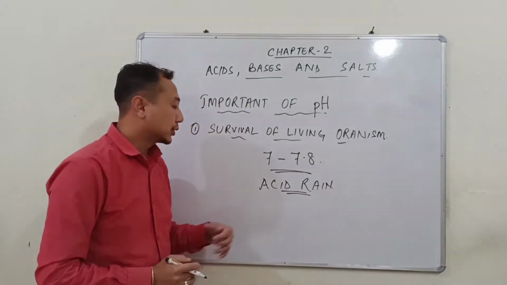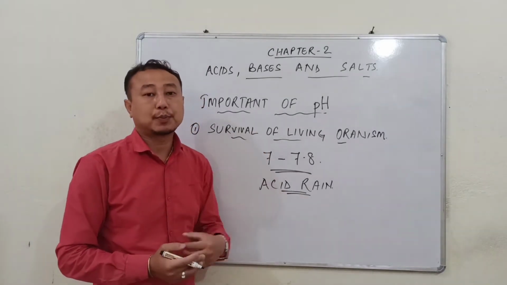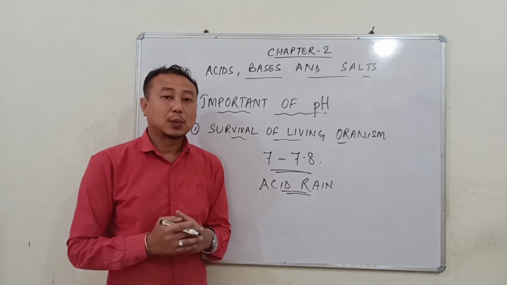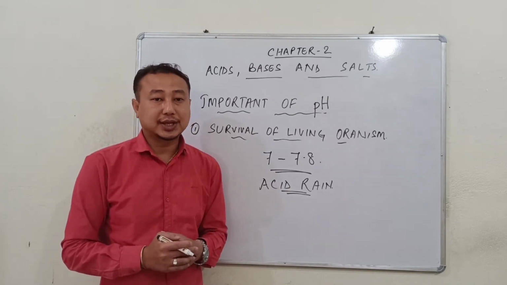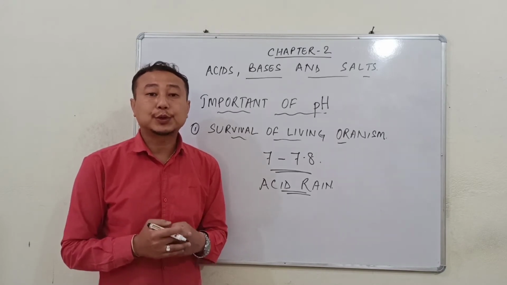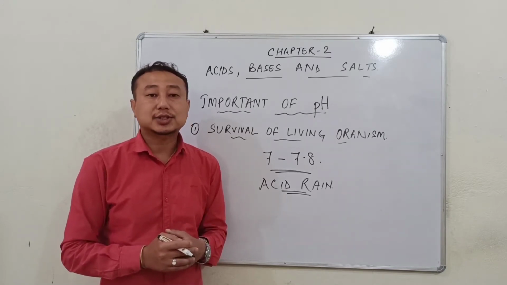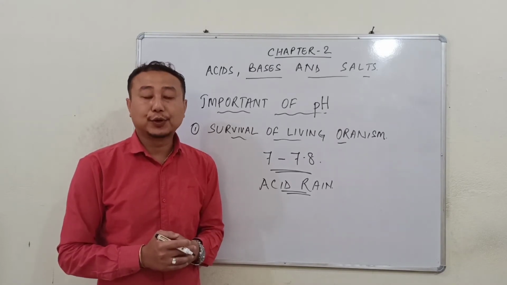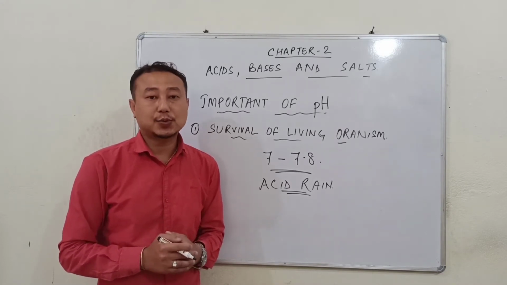Acid rain is caused due to the increase in the amount of pollutants in the atmospheric air. The phenomenon of acid rain takes place when there is an increase in the air pollutants, which when mixed with the atmospheric water vapor or the rainwater gets converted into acidic nature. So when this acidic rain falls on the earth's surface, we call it acid rain.